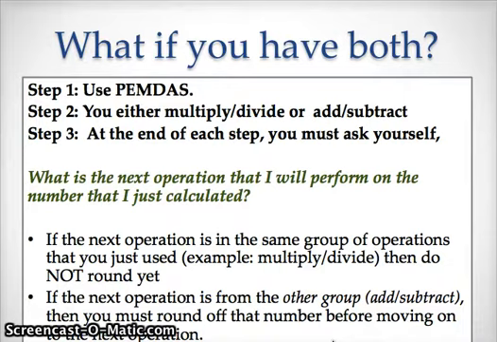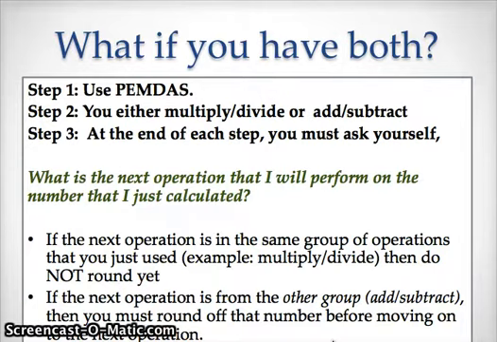And after you've done one of those, you have to ask yourself this question: what is the next operation that I will perform on the number I just calculated? And that probably makes absolutely no sense to you. So, this is the thing. If PEMDAS told you to multiply or divide first, and then the next thing it tells you to do is to multiply and divide again.